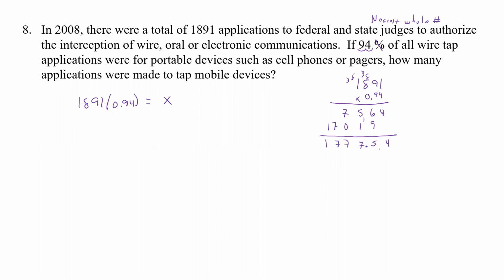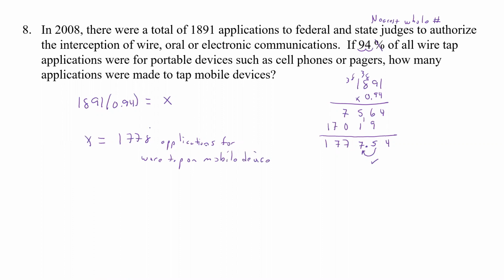So that's our number. Now, we want the whole number, so that does round up. And so x is going to be equal to 1778 applications for wiretap on mobile devices.